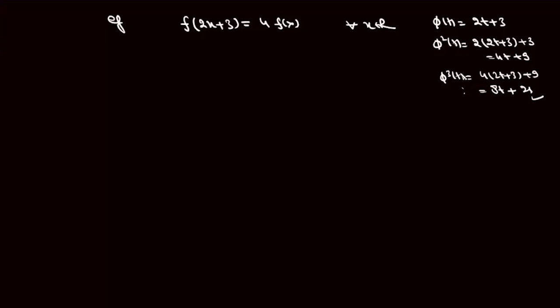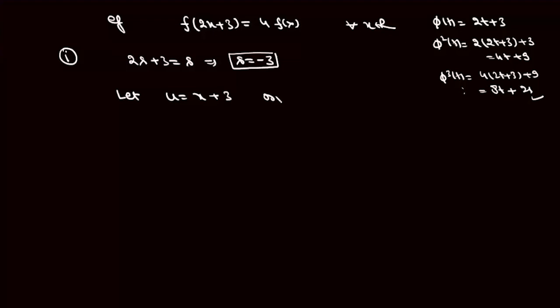So what we'll do here is use fixed point shifting. First step, we find the fixed point. So we take 2s + 3 = s, which gives us s = -3. So our origin has been shifted to -3. Then we let u = x - s, which will be x + 3, or x = u - 3. The second step is we change the function.